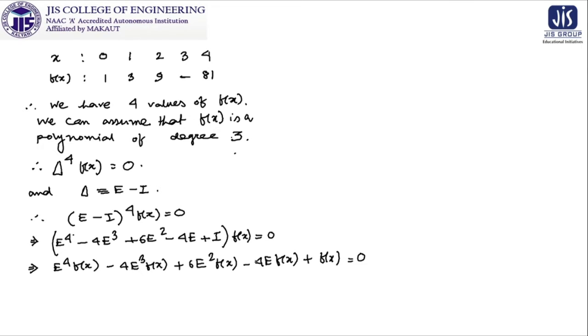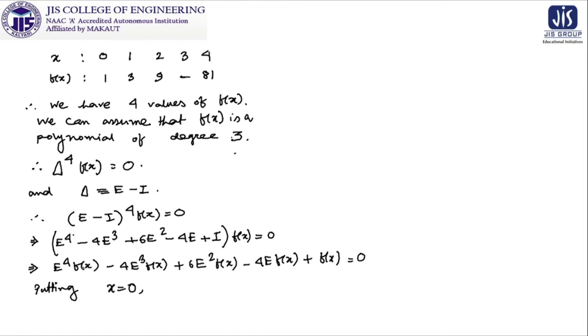Now the next and most important line: we are going to put x equal to x0, and here x0 is equal to 0. So if we put x equal to x0, then we will get E to the power 4 fx.